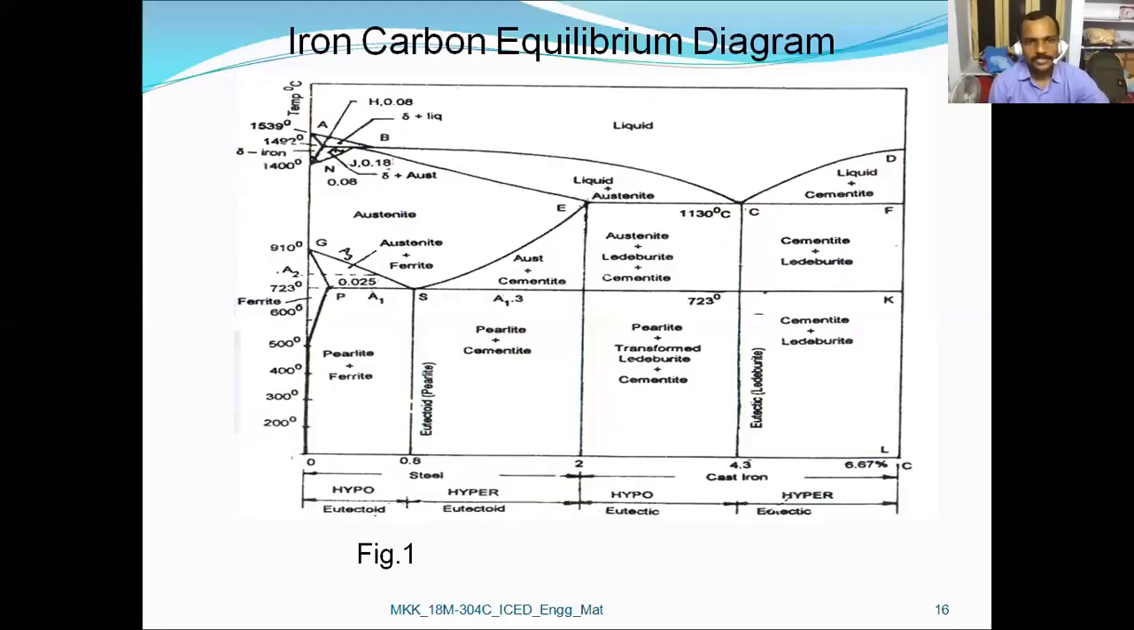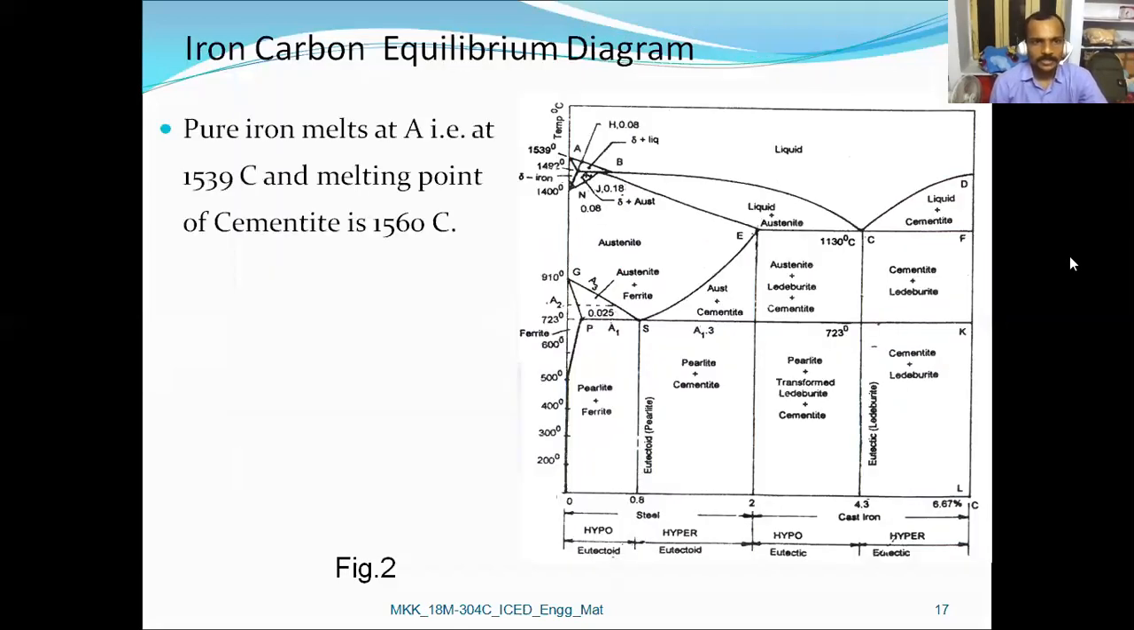So here we were discussing the iron carbon equilibrium diagram. Let us start with the pure iron at A, that is at 1539 degrees centigrade, and the melting point of cementite will be 1560. So this is 1539 and the melting point will be above this, which is given by 1560.